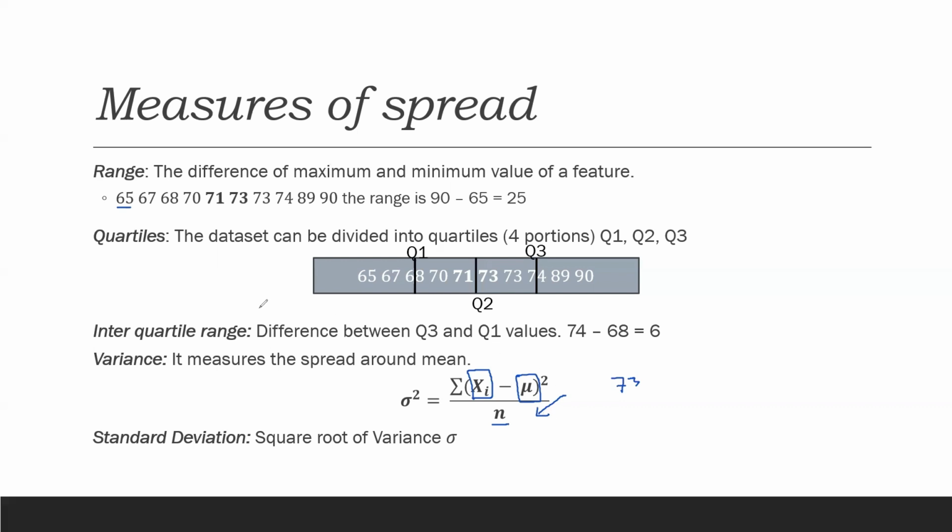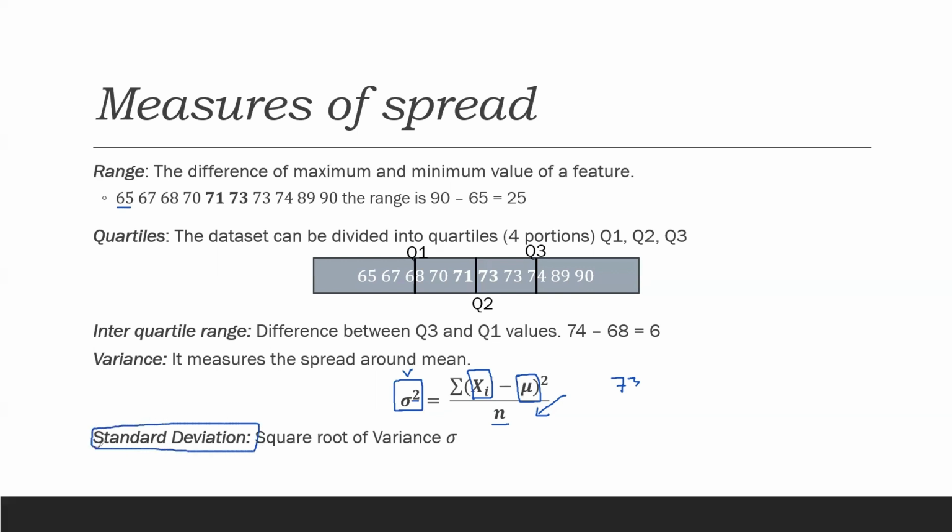So I'll calculate the squared difference for each data point, and then I'll divide it by the total number of records, which gives something called sigma square. Variance is denoted by sigma square, and we first find the difference of each value from its mean, square it up, and then divide by n. It is sigma square because you have squared it up. You can also apply a square root to get the standard deviation.